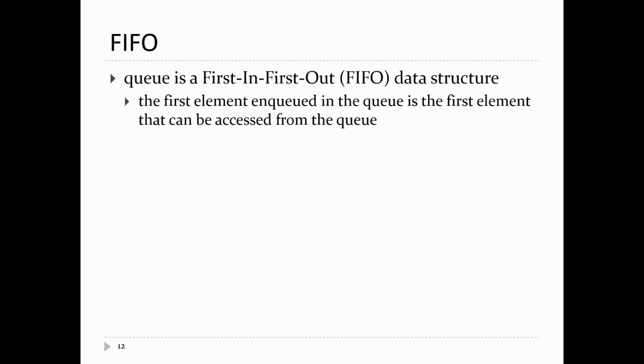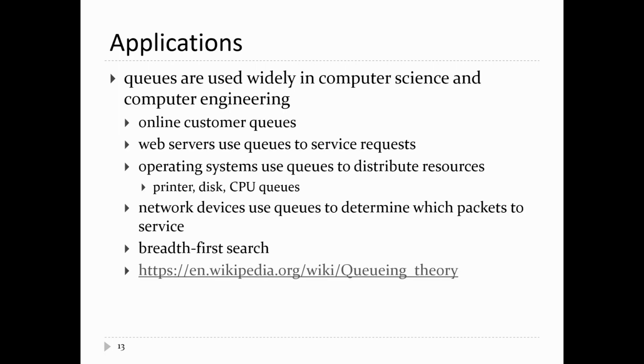Okay, so queues are what are called FIFO data structures, so first in, first out. The first element that you put into the queue is the first element that comes out of the queue. The last element that you put into the queue is the last element that comes out of the queue. So they're also called last in, last out. And it turns out they're used all over the place in computing science.